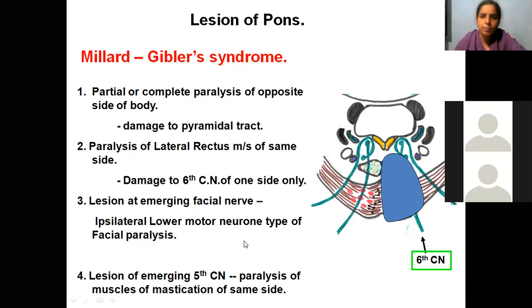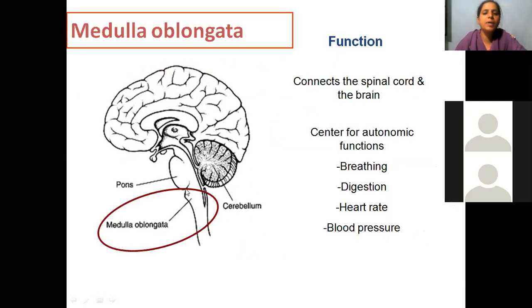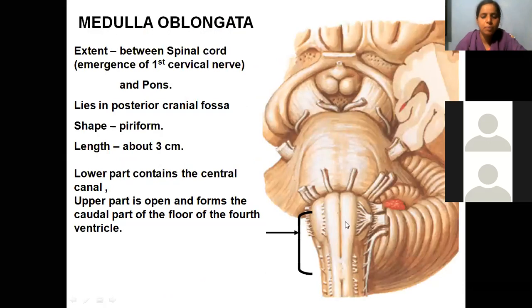Only, isn't it? So medulla oblongata, we will have three sections, better. Now when you see from outside, it has two elevations which are called pyramids, and these two elevations are called olives. It lies in the posterior cranial fossa. Overall, the shape is pyriform and the length of the medulla oblongata is 3 centimeters. On the dorsal aspect, it forms the lower half of the fourth ventricle, isn't it?